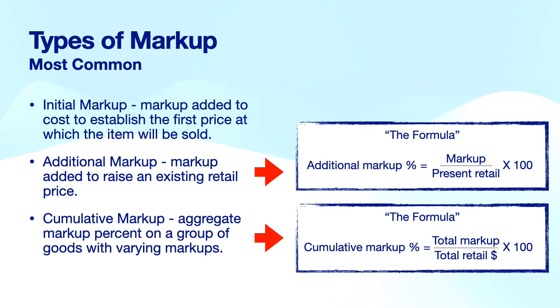So how do you calculate your additional markup percentage? You'll take your markup, divide it by the present retail price, and multiply it by 100. How do you calculate your cumulative markup? You'll take your total markup, divide that by your total retail, and then multiply that by 100.